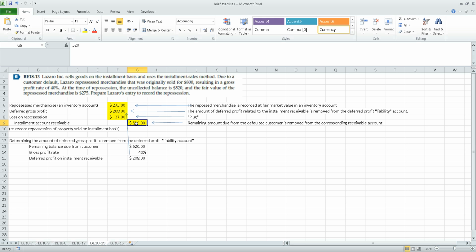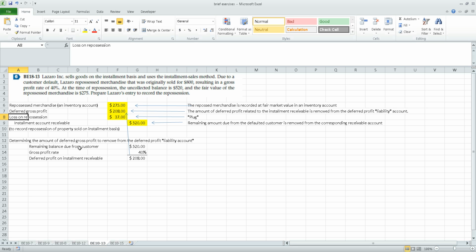The difference between the installment receivable and the deferred profit account is essentially the net amount embedded in the company's balance sheet attributable to this sale. You can think of that as the net amount of the installment receivable. Again, the net amount of the installment receivable for our purposes here is the balance in the receivable account less the related deferred profit. So the difference between the net amount of the installment receivable and the fair value of the merchandise that we got back is recognized as gain or loss on repossession.